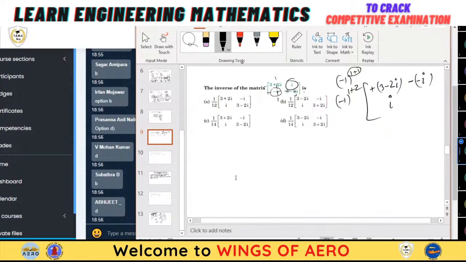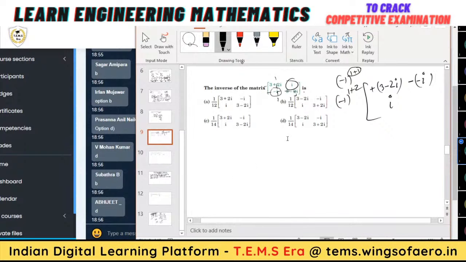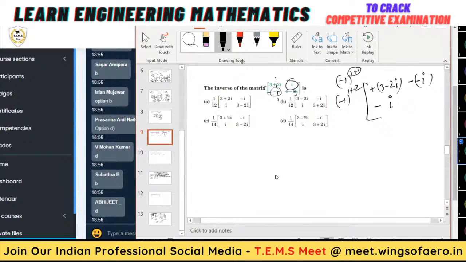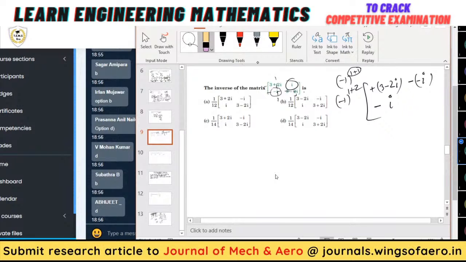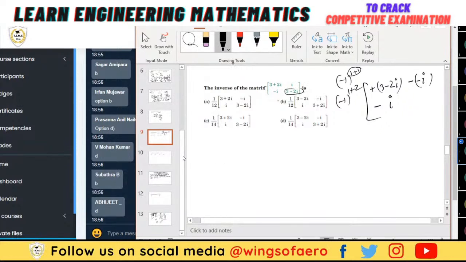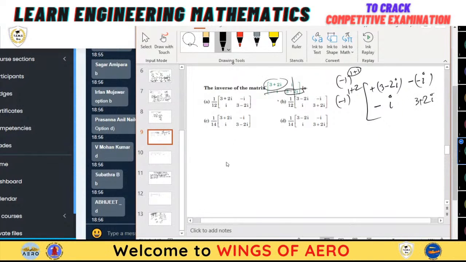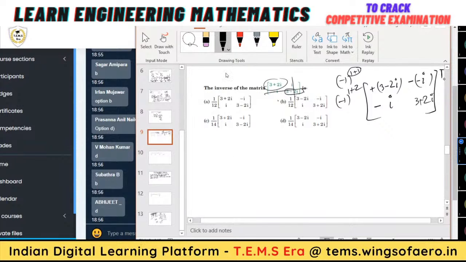So i means what is the sign? It is 2 plus 1. 2 plus 1 is 3. So -1 whole to the power 3 means minus. And the last one is this one, 3 plus 2i. And obviously it is plus because 2 plus 2 is even, it is plus. Okay, transpose.